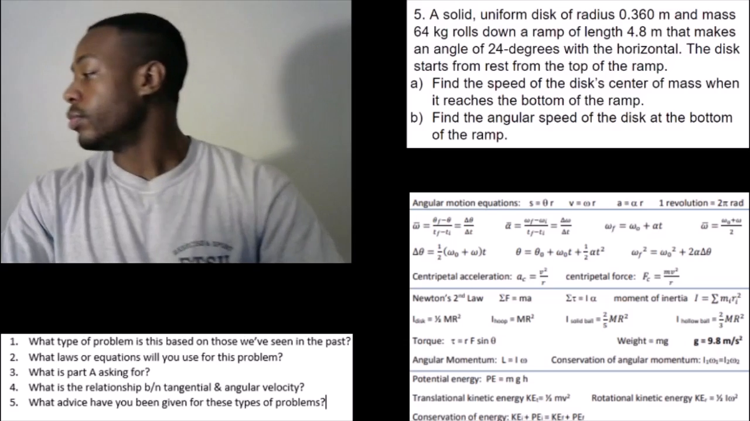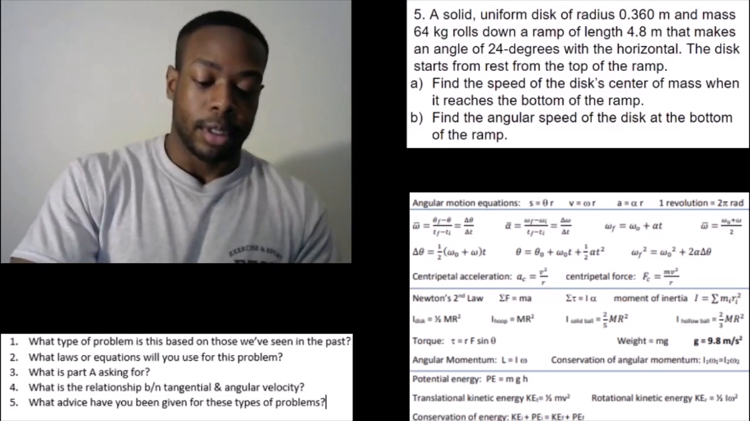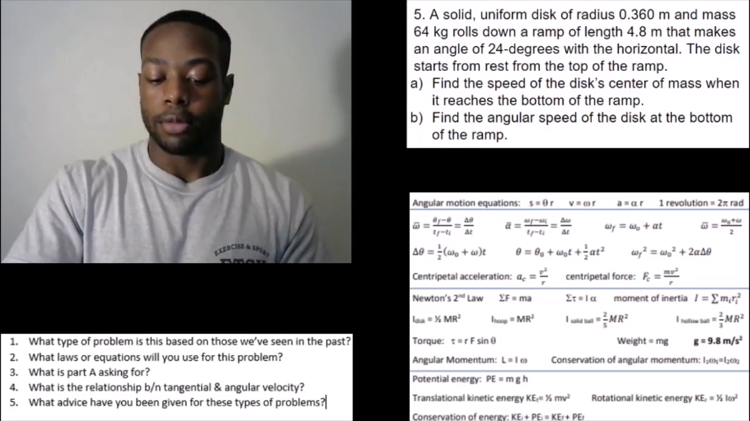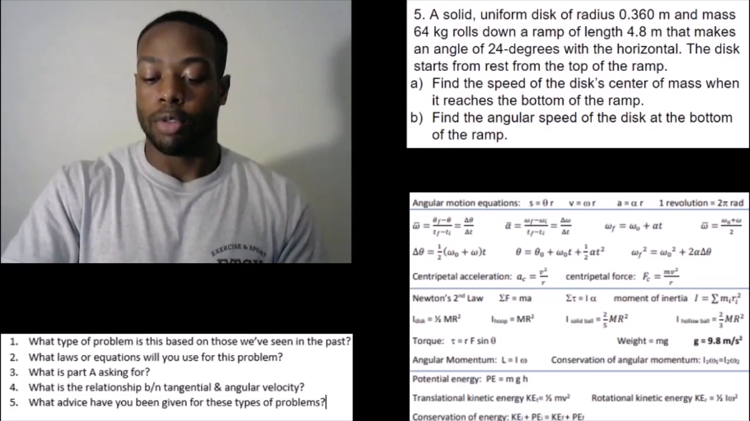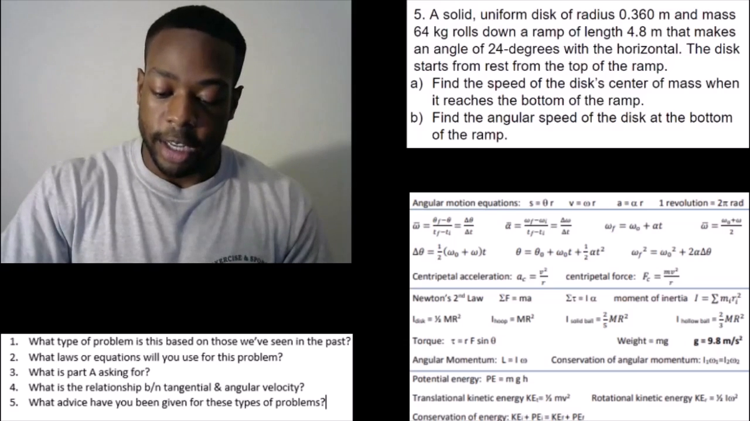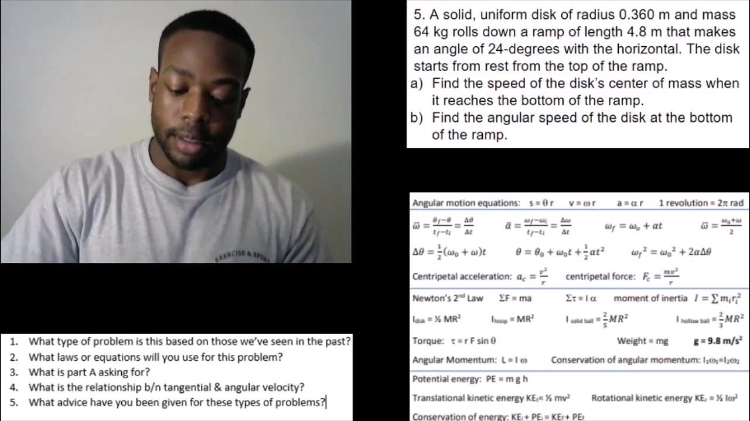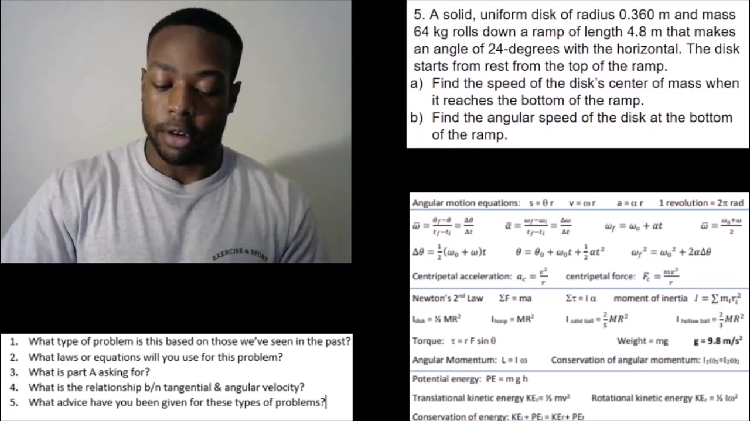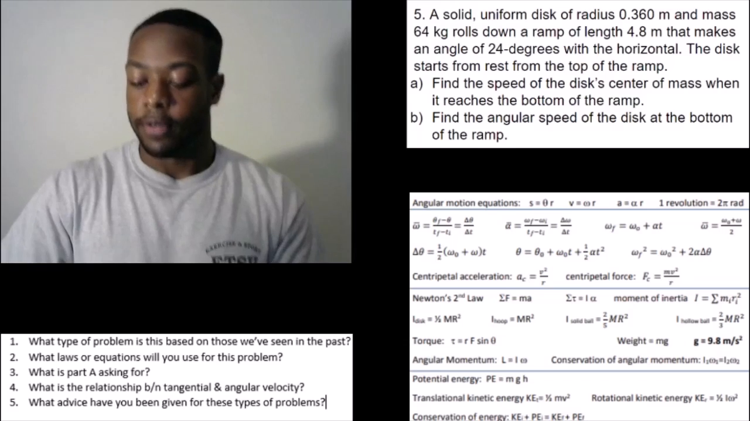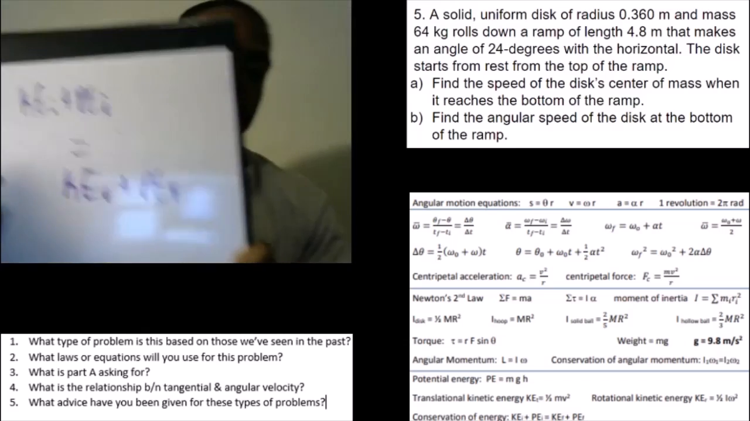So, pretty simple, conservation of energy formula. Kinetic energy initial plus potential energy initial should equal what? And it should equal the exact same thing. So we're going to say conservation of kinetic energy final plus potential energy final.